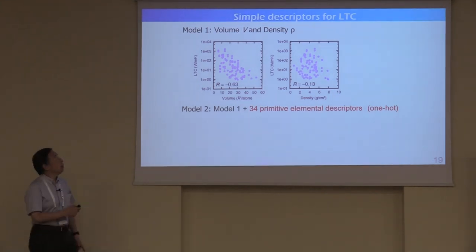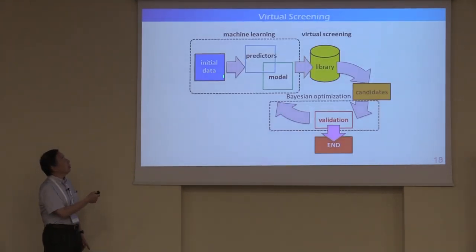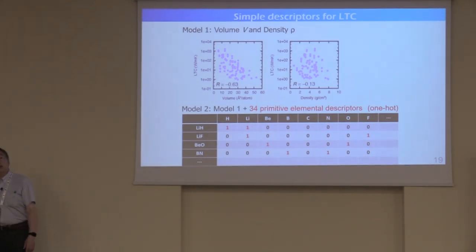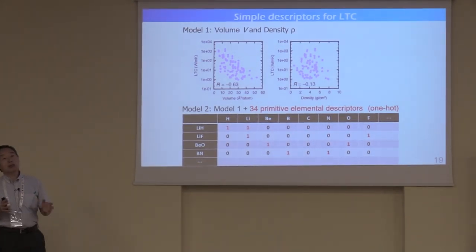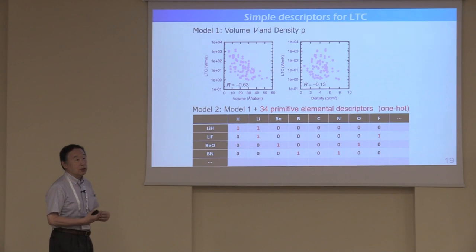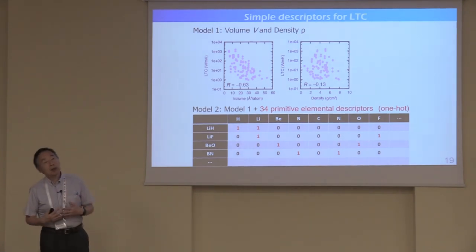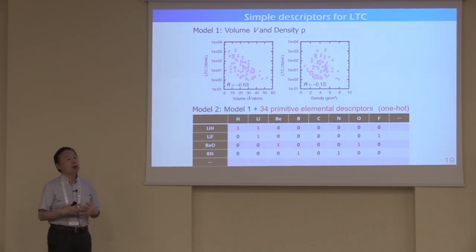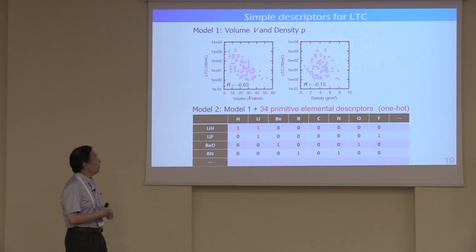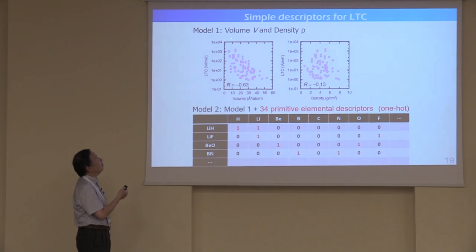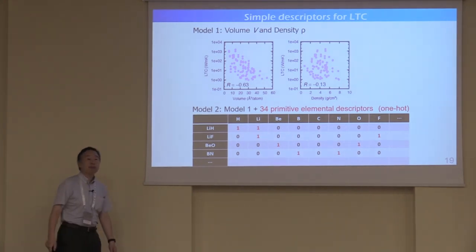So in order to make this machine learning model, we need a model and predictors or features. As descriptors, we can choose many different kinds of descriptors: elemental descriptors, structure descriptors, and so on. But at the very beginning, we tried the most simple descriptors for an element or compound. That is, one is volume, the other is density.